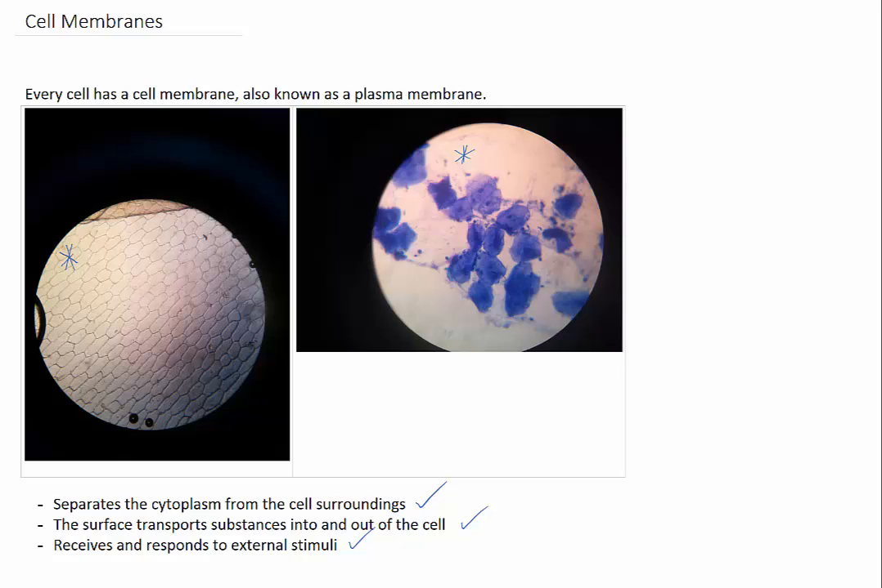Inside of a eukaryotic cell, there are membranes that enclose the organelles. So there is a cell membrane that surrounds the cell itself, but then there's also a membrane which is made of a very similar structure surrounding membrane-bound organelles.